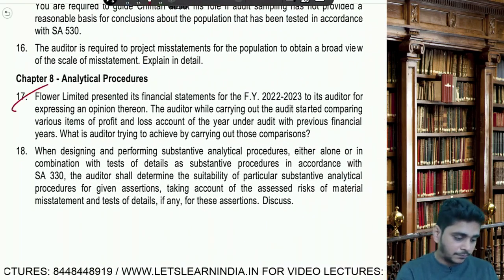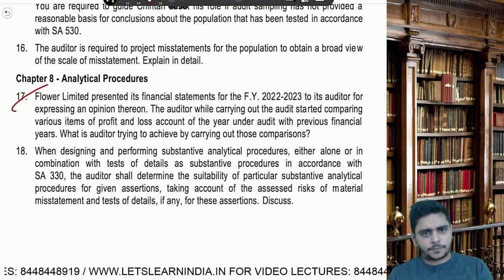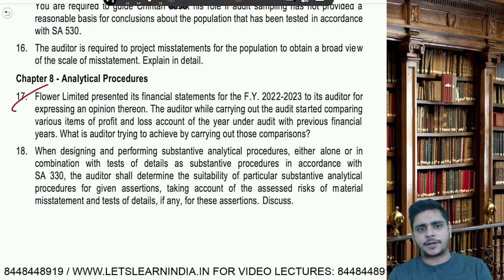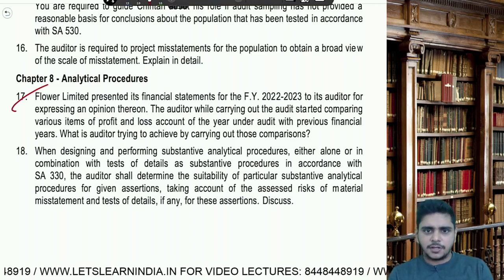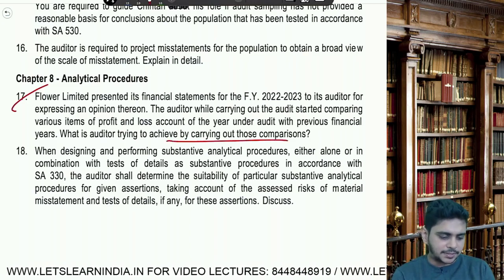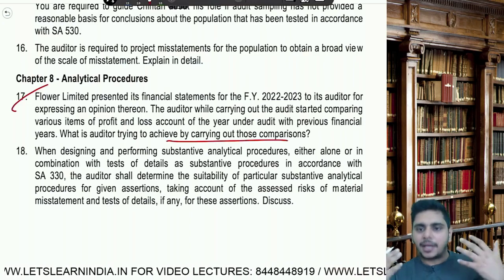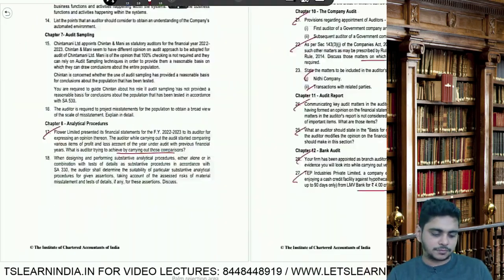AP Flower Limited presented its FS for the year 22-23 to its auditor for expressing an opinion thereon. The auditor, while carrying out the audit, compared various items of the P&L of the year ended with previous financial years. What is the auditor trying to achieve by carrying out those comparisons? He is carrying out analytical procedures. So you have to write the definition of AP. First question from our notes.